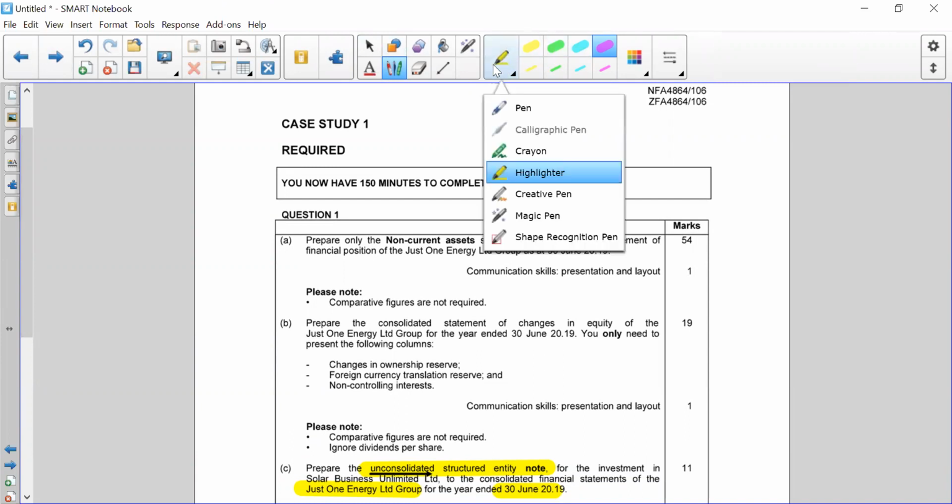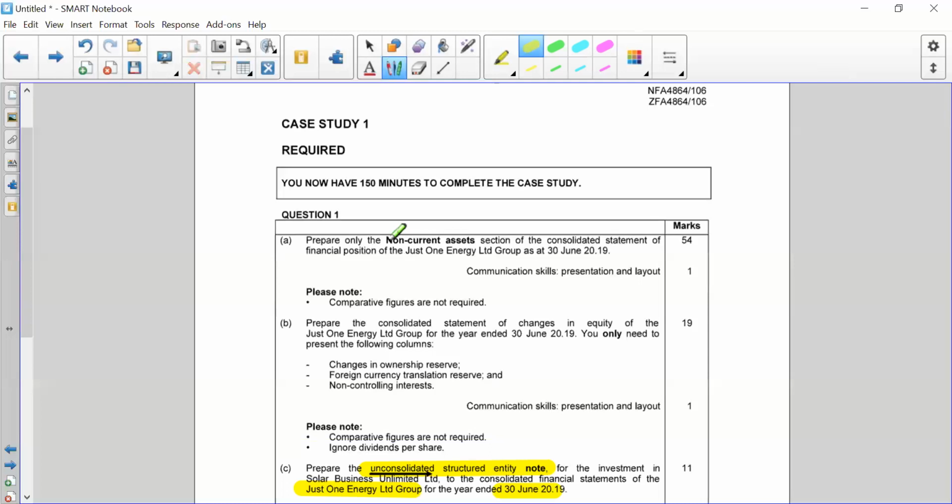If we look at part A, it says prepare only the non-current assets section of the consolidated statement of financial position. So consolidated, guys, remember your non-current assets will include investments other than the ones that have been eliminated on consolidation. It will have goodwill, there will be some deferred tax, some PPE, intangible assets, etc. So they want us to prepare that whole section for the statement of consolidated financial position as at the 30th of June 2019.